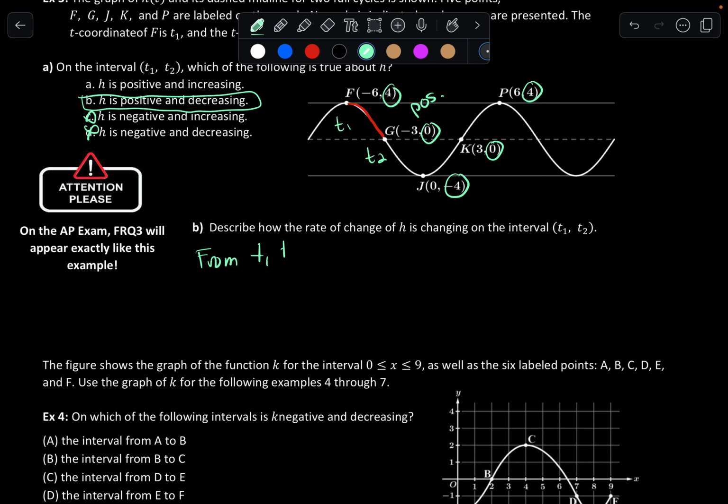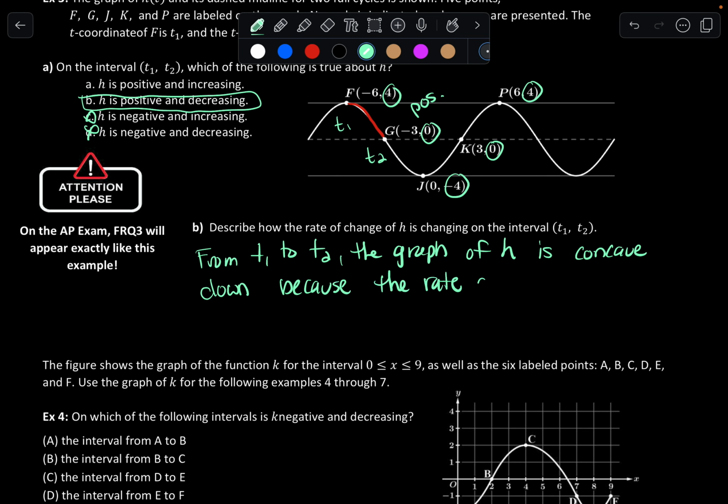So from t sub 1 to t sub 2, the graph of h is concave down because the rate of change of h is decreasing. So this question specifically wants you to connect concavity with how the rate of change is changing. So it's concave down because the rate of change of h is decreasing.